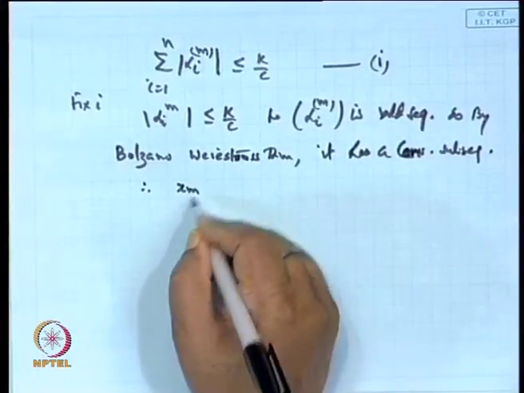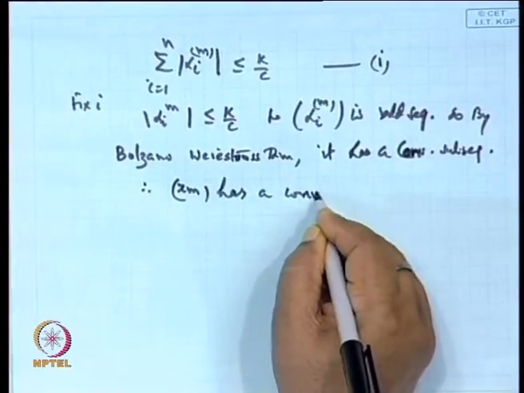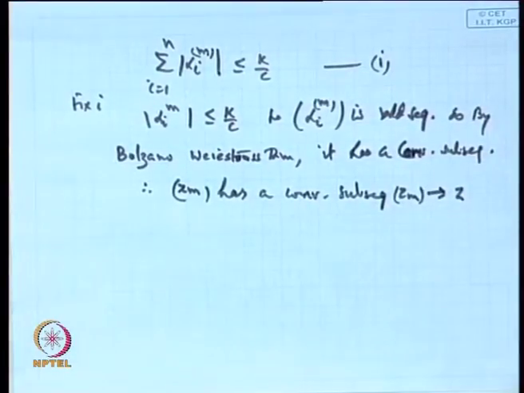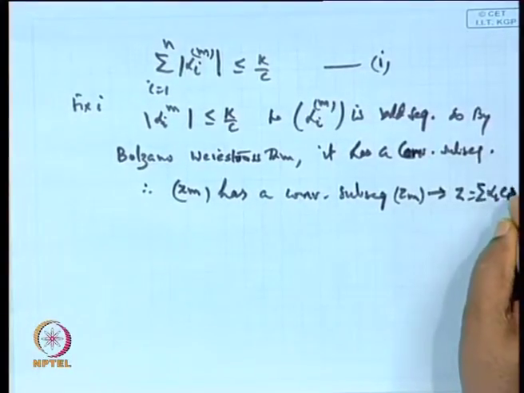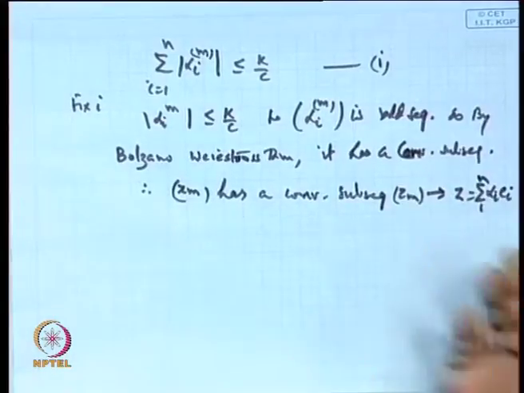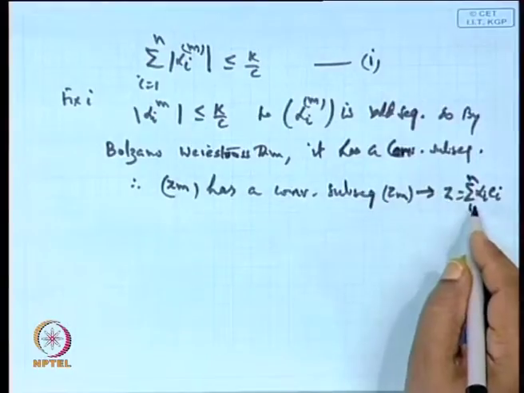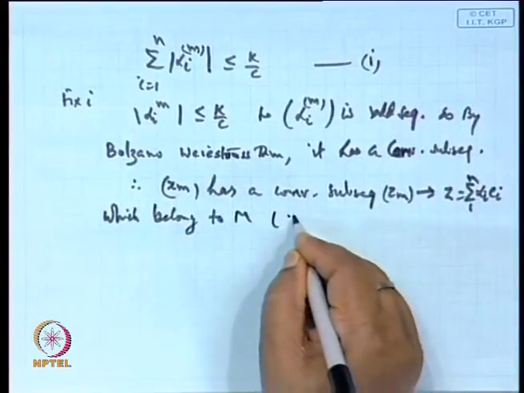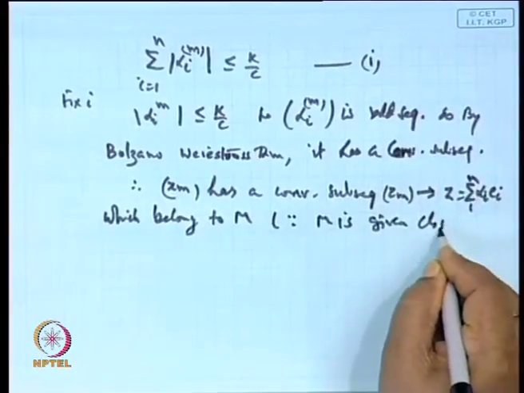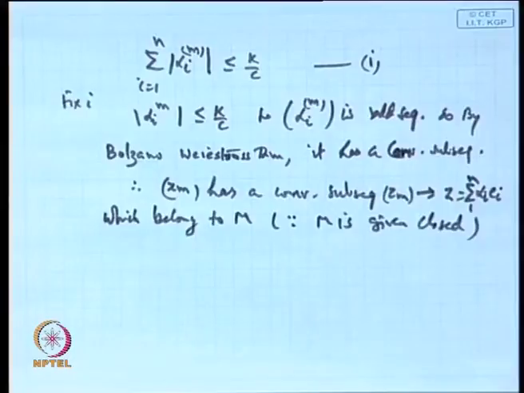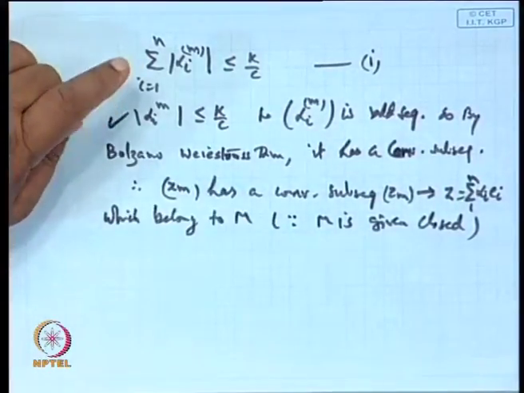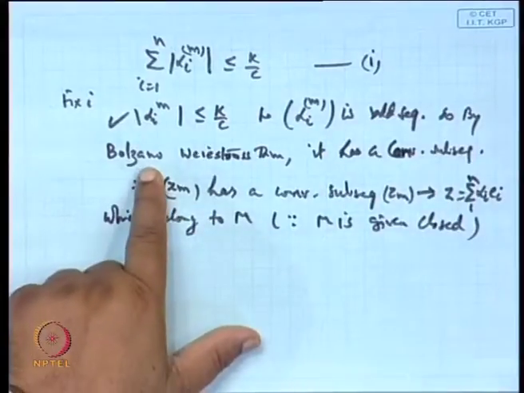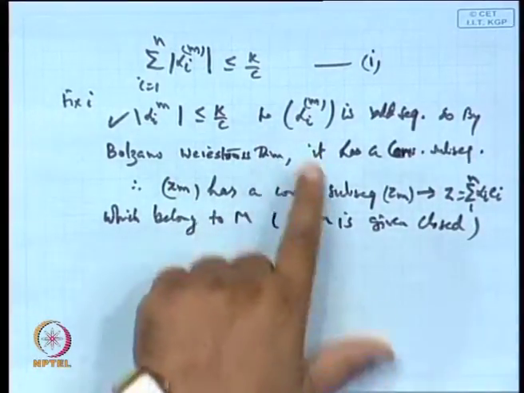Therefore, our sequence xm has a convergent subsequence, say zm, which goes to the point z, which is equal to the sum of alpha i ei, i from 1 to n. Okay? Why does it belong to M? Because M is given to be closed. Because we have assumed M is closed and bounded. So, from the boundedness we have got this part: because of the boundedness, for each fixed i, this sequence of scalars is a bounded sequence. Once it is a bounded sequence, apply the Bolzano-Weierstrass theorem, and you will get a subsequence which converges to alpha i.